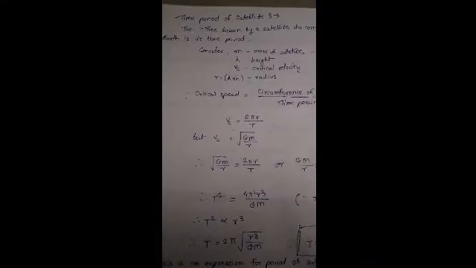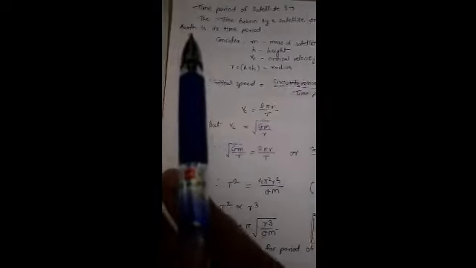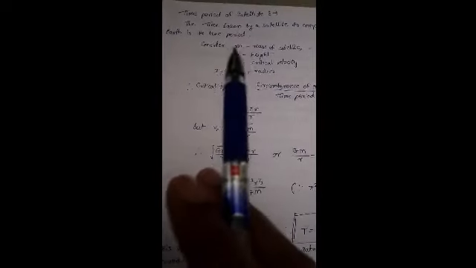Now our next point is the time period of a satellite. We have seen escape velocity, then binding energy, and then critical velocity, meaning critical speed. Now we find out the time period of a satellite. The time taken by a satellite to complete one revolution around the Earth is its time period. It is called the time period of the satellite.